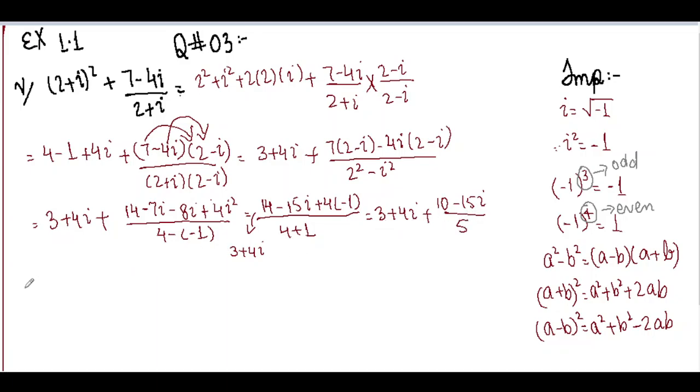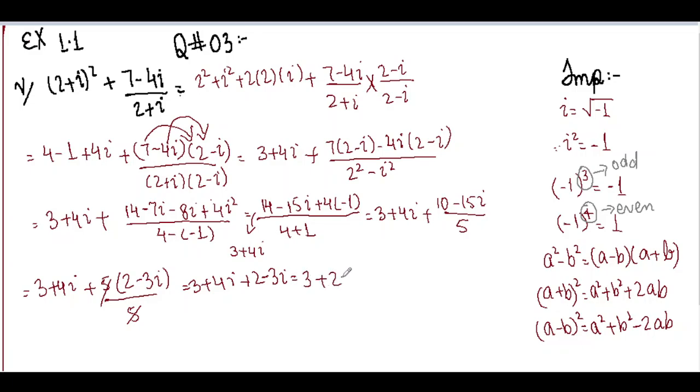So moving towards the next step, we have 3 + 4ι as it is plus 5. We are going to take 5 common in the numerator. We get 2 − 3ι whole divided by 5. Now 5 and 5 are cancelled and we get 3 + 4ι + 2 − 3ι. It is just the addition of two complex numbers, real with the real part and imaginary of the first complex number with imaginary of the second complex number, and we get 5 + ι. This is your answer. Thank you so much.